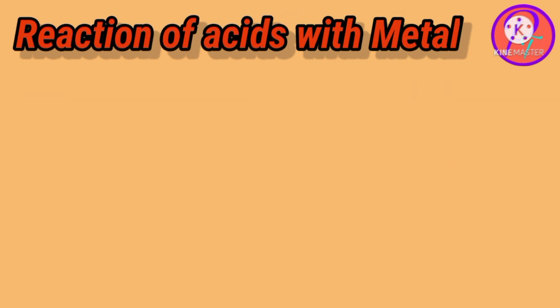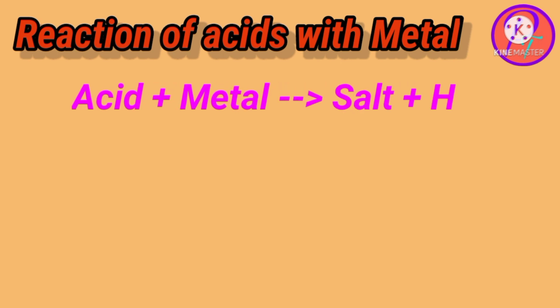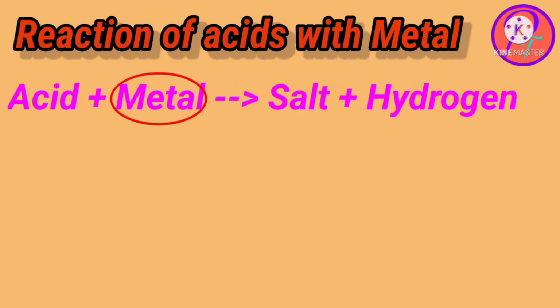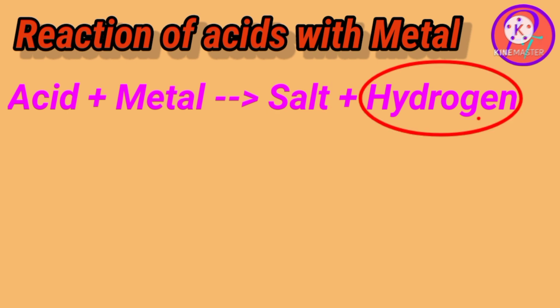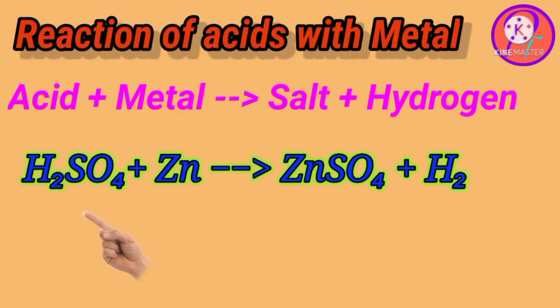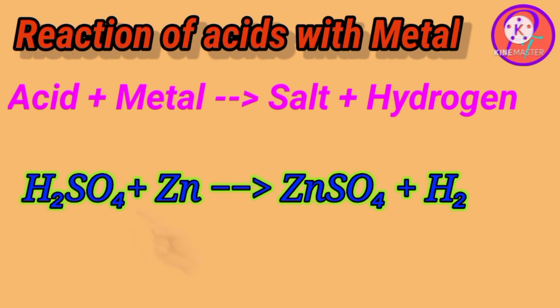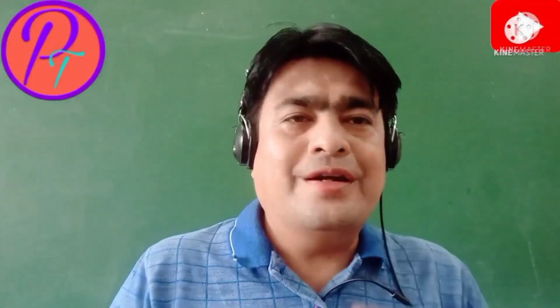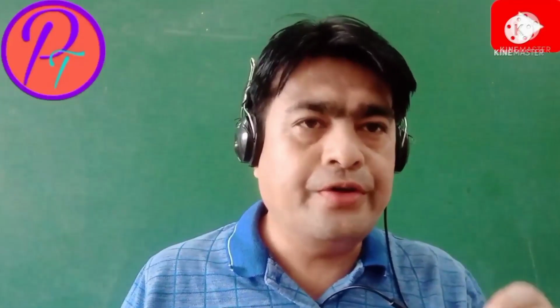Next is the reaction of acid with a metal. When an acid reacts with a metal, it gives salt and hydrogen. For example, if an acid such as sulfuric acid reacts with a metal such as zinc, the product would be zinc sulfate and hydrogen. Let us study this reaction with the help of an activity. Let us do one activity to show the reaction between the zinc metal and the dilute sulfuric acid.